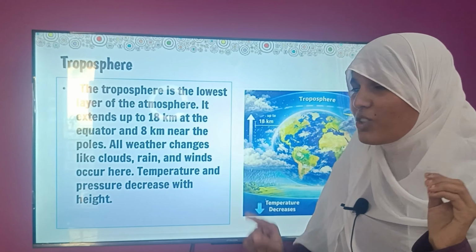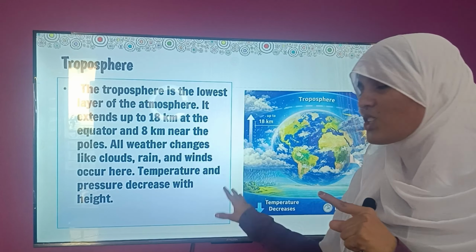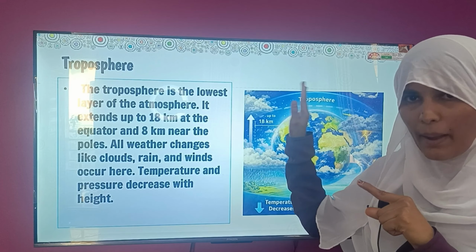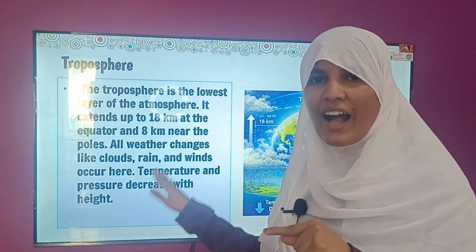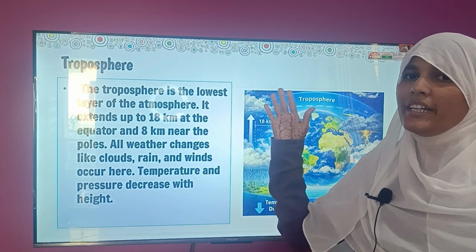What is another name for the troposphere? Weather making layer, because all weather changes like cloud, rain, and wind happen here only. Temperature and pressure decrease with height. When you go higher, the temperature and pressure decrease.